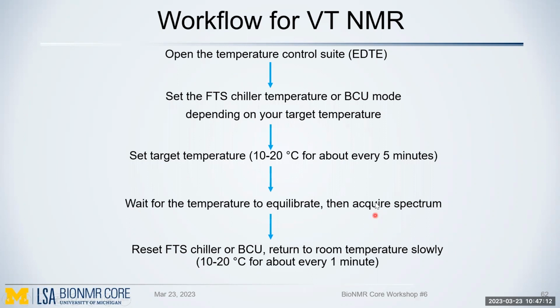Once the temperature gets stabilized, you can acquire the spectrum. When that is done, we'll finally reset the FTS chiller and BCU to the original value. We also want to return to room temperature slowly. For this part, you can just do it in 10 to 20 degrees Celsius steps about every 1 minute.